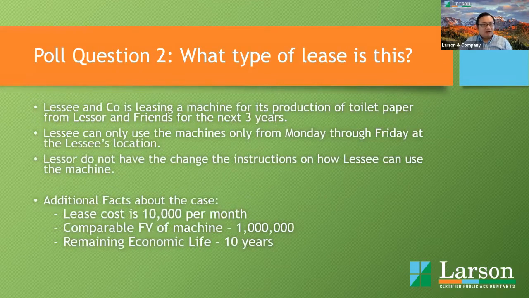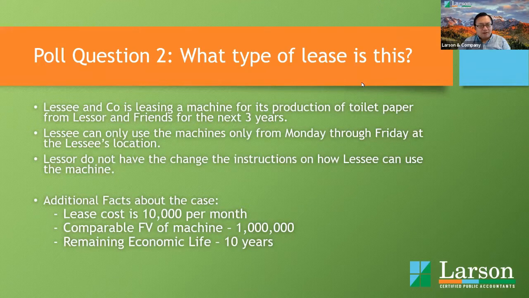So we're going to try a poll question here. Same circumstance that we talked about in our previous example, renting a machine to use. Now here are some additional facts. The lease cost is $10,000 per month. The comparable fair value of the machine is $1 million, and the remaining economic life is 10 years. I'll let you do the polling question. Giving you some time here to respond.